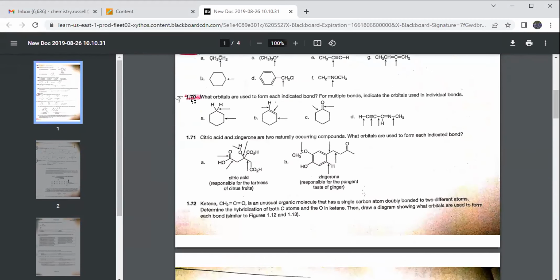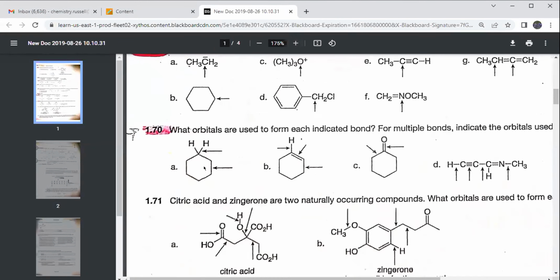Let's look at 1.70. It says, what orbitals are used to form each indicated bond? For multiple bonds, indicate the orbitals used in individual bonds. So we're looking at, let's start here. Let me zoom in on that. Let's start right here. So you have a carbon bonded to another carbon.